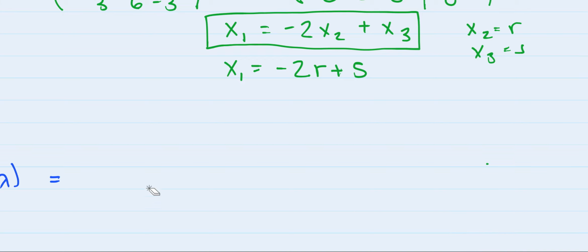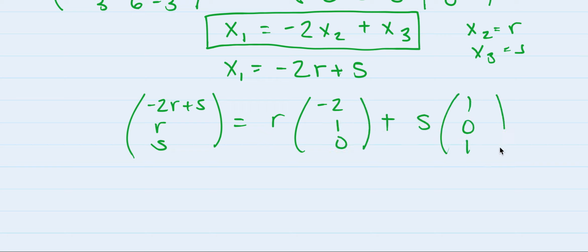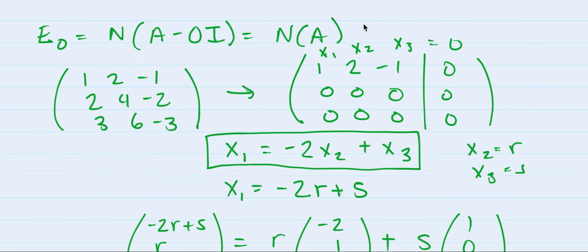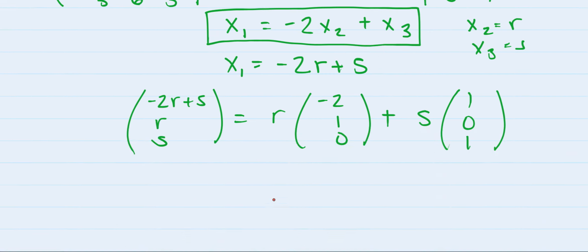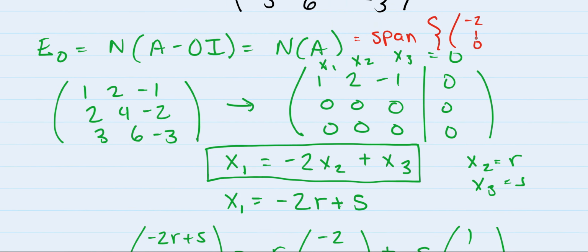and we can find a basis because the vectors that live in this null space look like (-2r + s, r, s), which is r times (-2, 1, 0) plus s times (1, 0, 1). So this null space is just the span of these 2 vectors here: (-2, 1, 0) and (1, 0, 1).